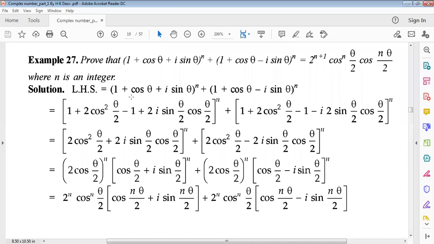In 1 plus cos theta, this cos theta can be written using the cos 2 theta formula, 2 cos square theta minus 1. That means 2 cos square theta equals 1 plus cos 2 theta. Do you know this formula? This is the trigonometric formula: 2 cos square theta equals 1 plus cos 2 theta. So 1 plus cos theta can be written as 2 cos square (theta/2).